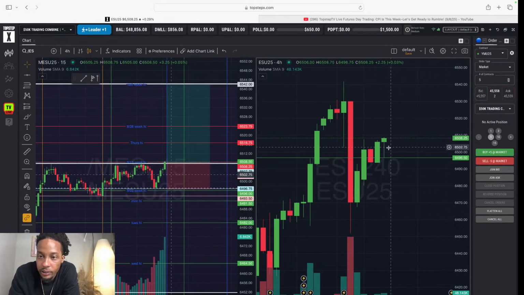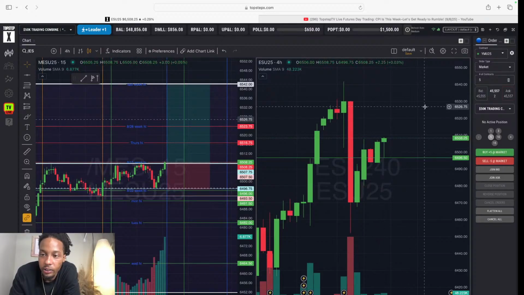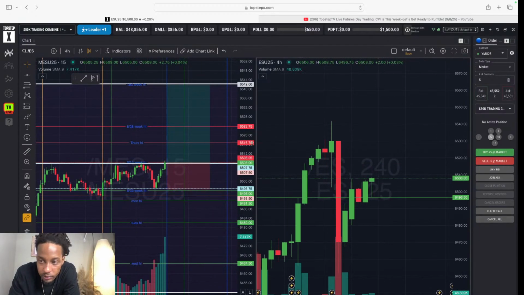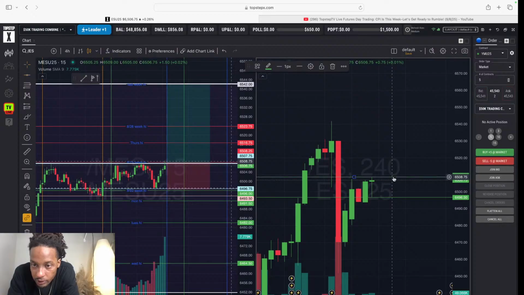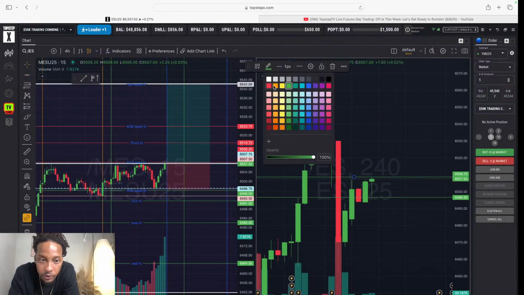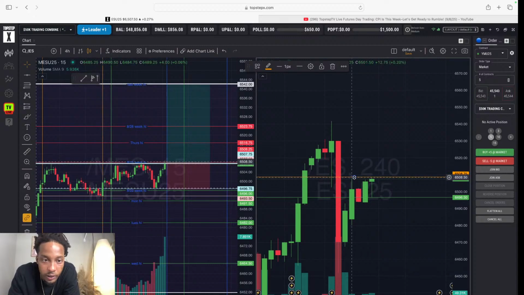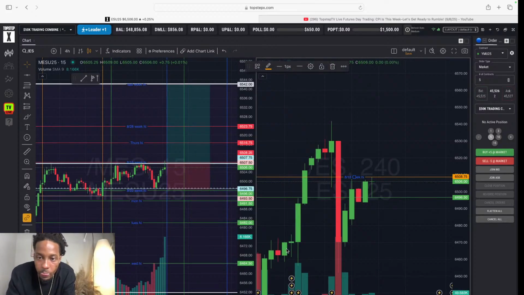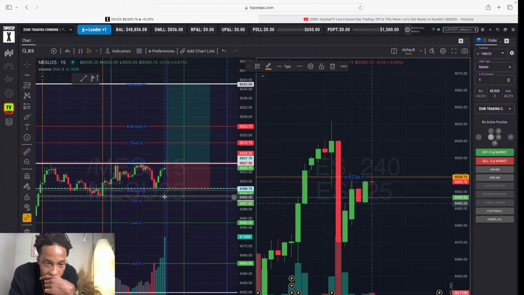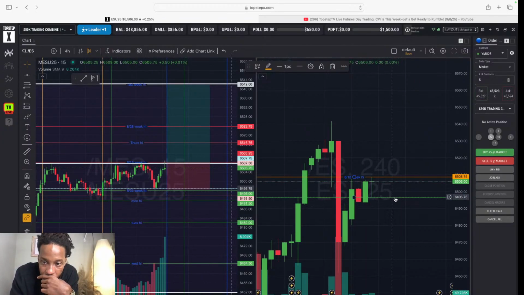Look at my 4-hour right there. It's looking gorgeous. All right, so I've got my 4-hour right here. Just want to go through and put zones up. 65.08 is going to be a golden zone. It's going to be the 815 week high. And then 96 is also a golden zone. 96 is 822 week high.